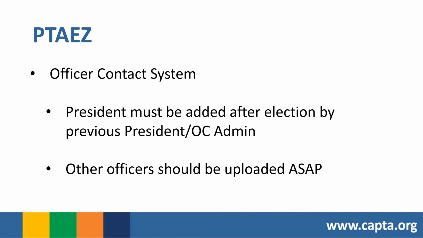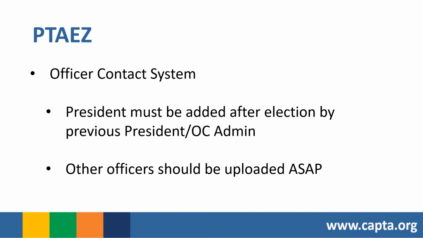The Officer Contact System. All PTAs, unit, council, district, even state, must upload their roster into the Officer Contact System immediately following their annual election. The president is mandatory and is supposed to be in the system before May 1st. After that, the state office will start contacting the school's principals if they are a unit, seeking the information.